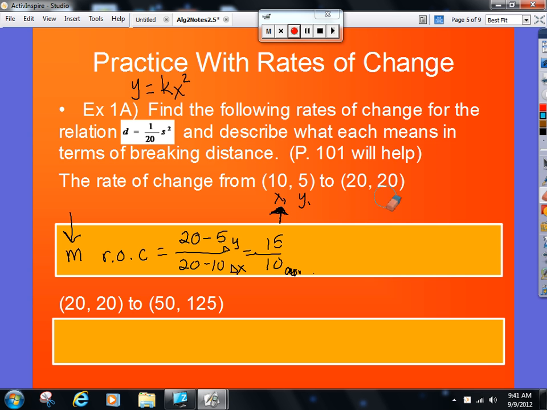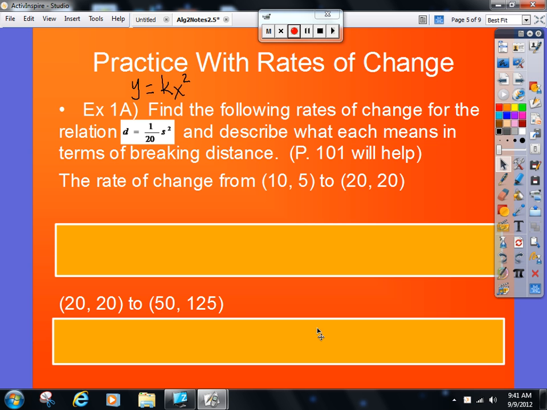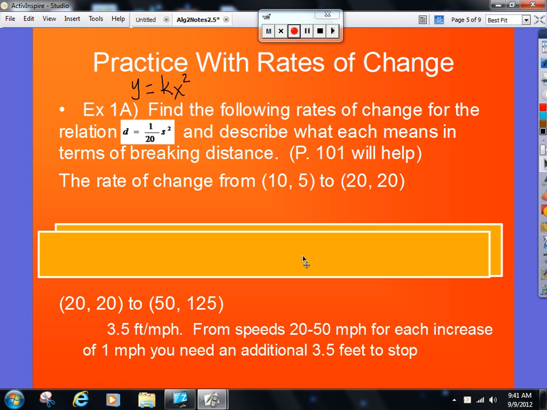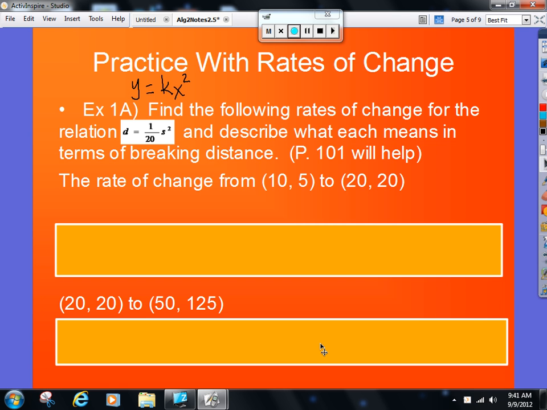Okay, the next one. We're now looking at the rate of change from 20,20 to 50,125. Now you can tell if you look at the graph, this is representing a much steeper portion. Okay, here's the answer if you want to see if you know what you're doing. Now I'm going to go ahead and work it.